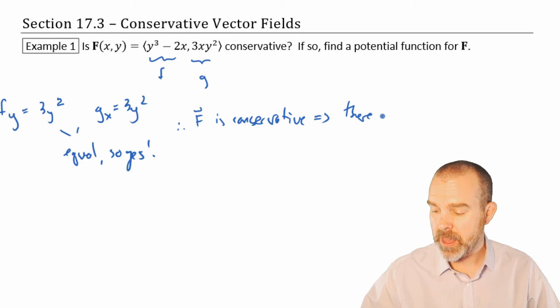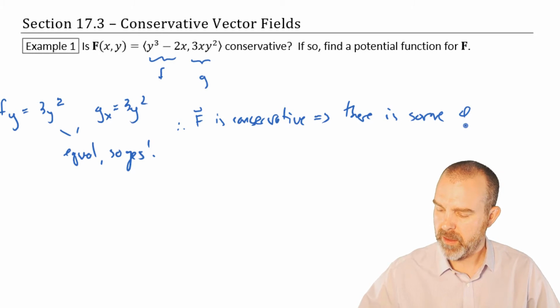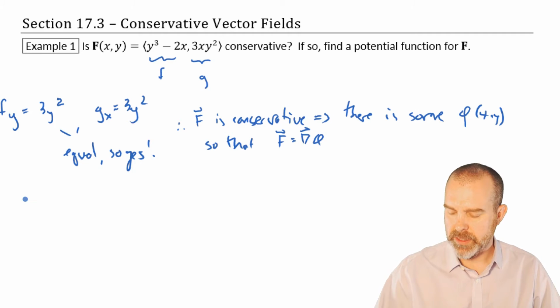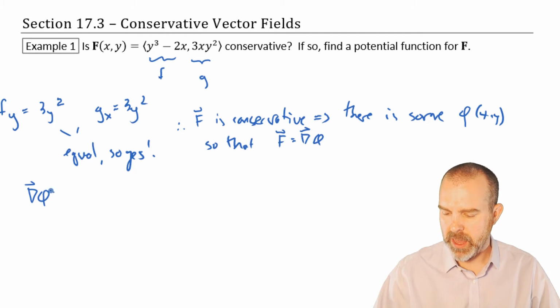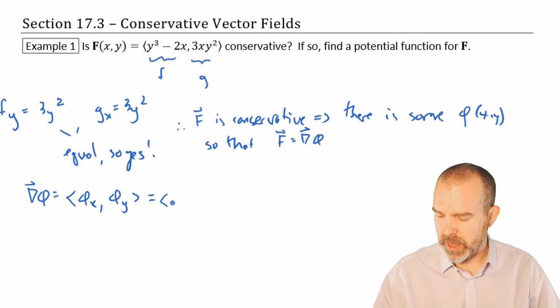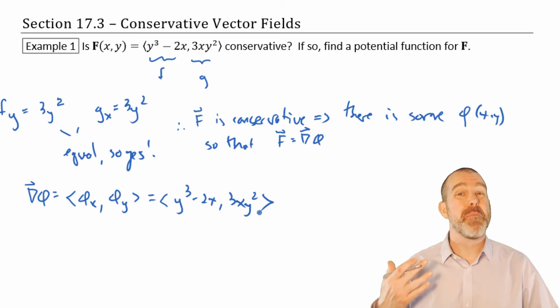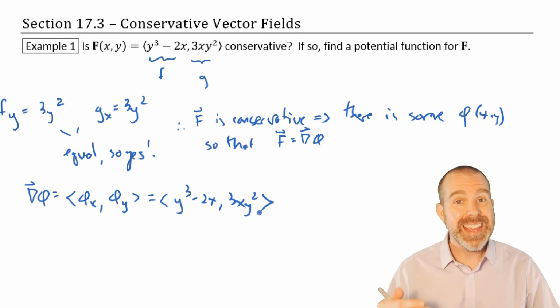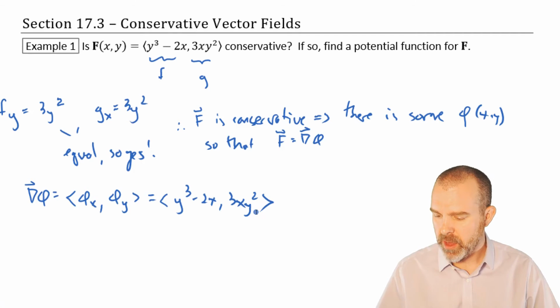there is some phi so that the field is the gradient of phi. Well, let's see here. The gradient of phi, that's what we're saying, is the partial derivative of phi with respect to x, the partial derivative of phi with respect to y. And we're saying that our field is equal to that. And so that's y cubed minus 2x and 3xy squared. So we're going to try to work backwards and find the original function whose gradient is equal to this vector field here. Here's how we're going to do it.